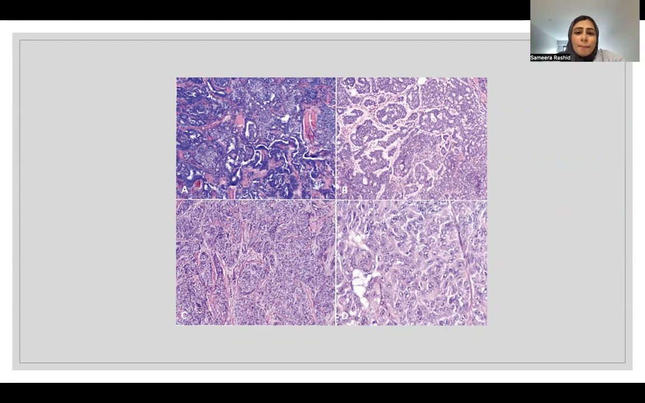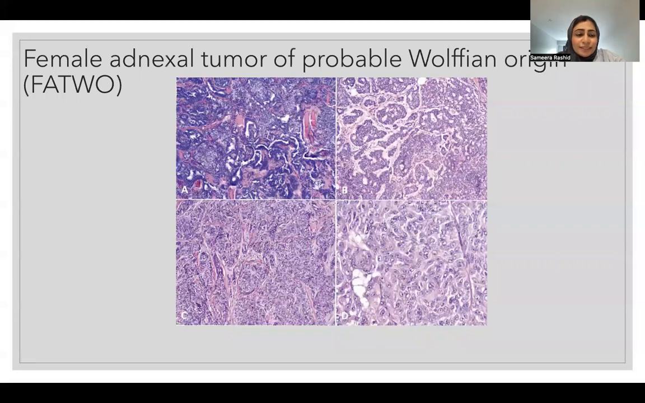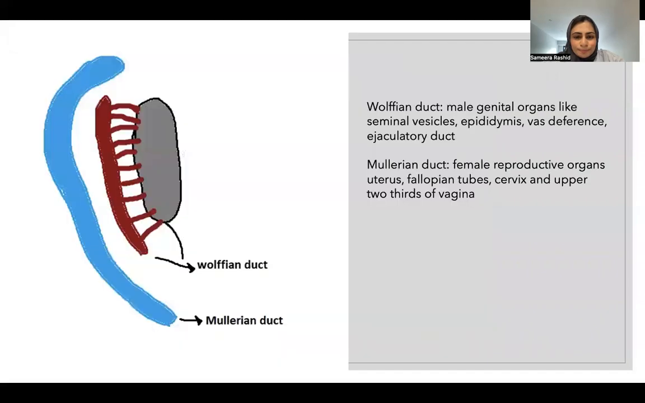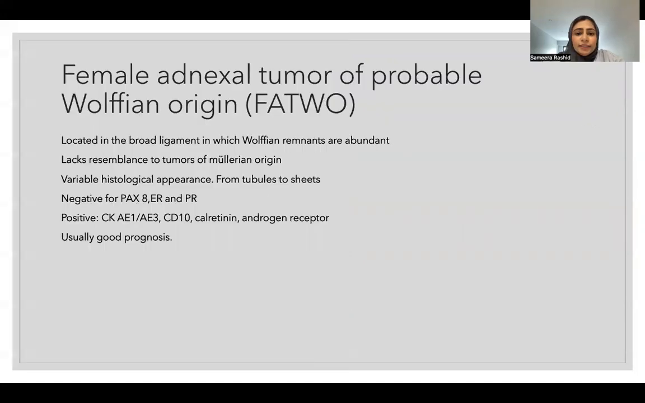And those markers are PAX8 and ER/PR. And what it is, this is female adnexal tumor of probable Wolffian origin. So let me take you back to the embryology. Remember when we said that at around 6-7 weeks of gestation, the embryo has the Wolffian duct and the Mullerian duct. The Wolffian duct in females involutes, but many times there are some embryological remnants. And these are the embryological remnants that give rise to female adnexal tumor of probable Wolffian origin.